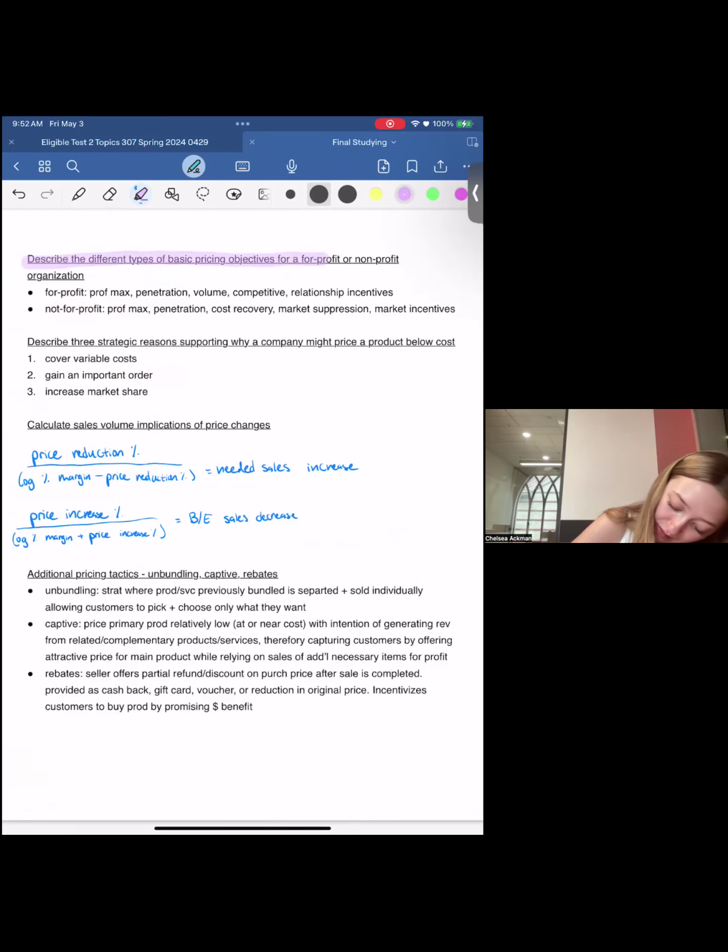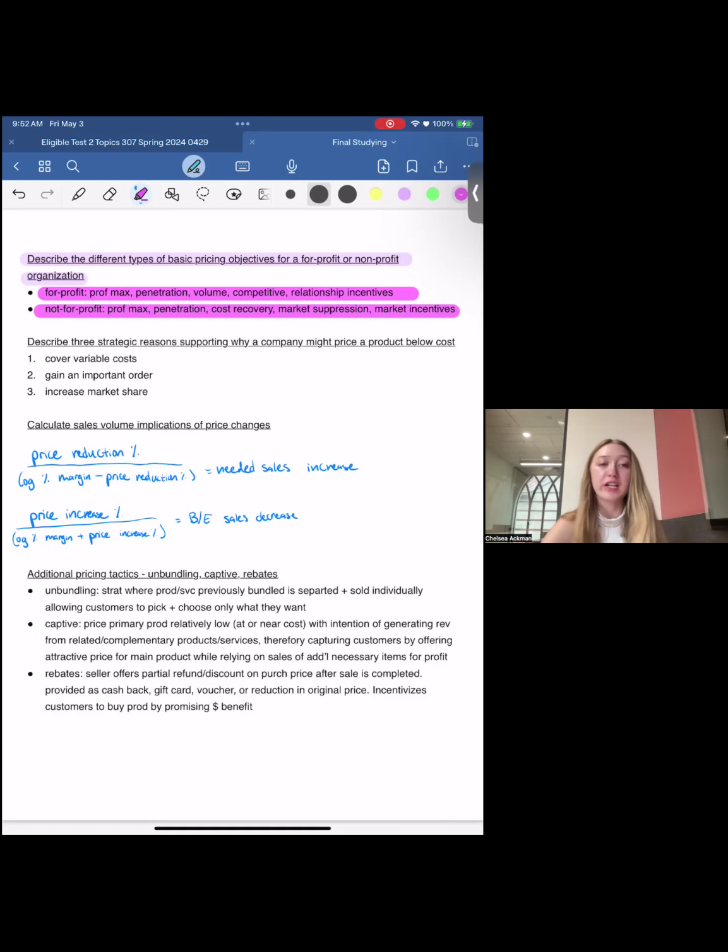Describe the different types of basic pricing objectives for a for-profit and non-profit organization. For a for-profit, they're trying to maximize profits, have penetration, volume, be competitive, and have relationship incentives. Not-for-profits are also maximizing profits, penetration, cost recovery, market suppression, and market incentives.